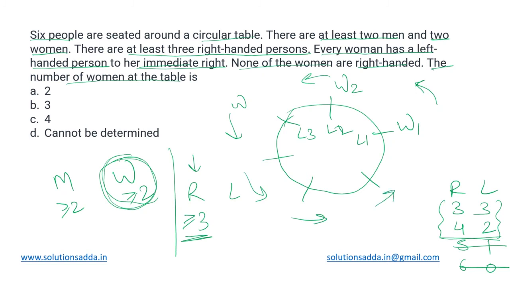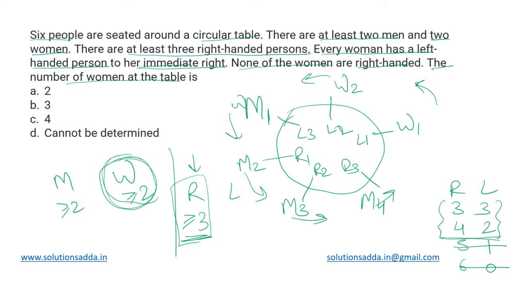But we need to ensure that there are at least three right-handed as well. So we will let M1, a male person, sit over here, because a male can be both right-handed as well as left-handed, both are allowed. So we'll keep this to be a man, left-handed. And the remaining three people will now be right-handed, R1, R2, R3. All of them will be men.